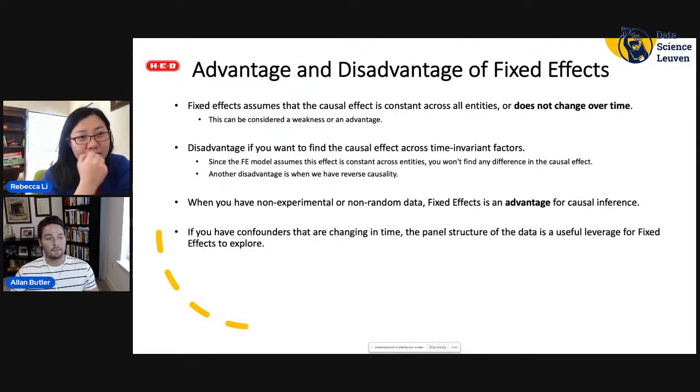Fixed effects assumes that the causal effect is constant or doesn't change over time. This has some pluses and minuses. One downside is that this fails if we have reverse causality. For example, it's not the product that's causing you to spend more, but spending more that increases your chances of purchasing that product. On the other side, if you have confounders that change in time, the panel data is very useful leverage for fixed effects to explore.